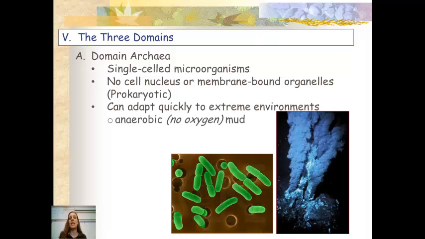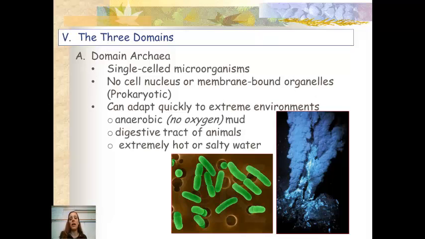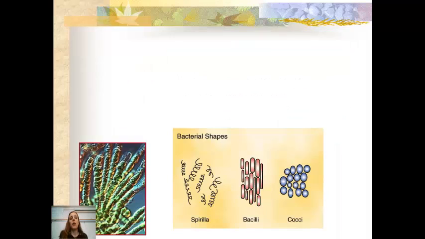They live in anaerobic environments, meaning they can live without oxygen. Anaerobic means no oxygen, so they're found in anaerobic mud. They're also found in the digestive tracts of animals. And they can live in extremely hot or salty water, so they can live in very extreme environments. They are prokaryotes that can live in very extreme environments.